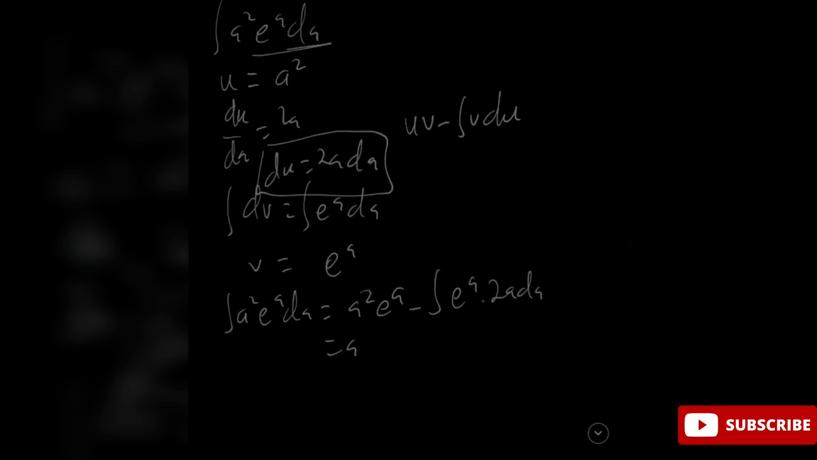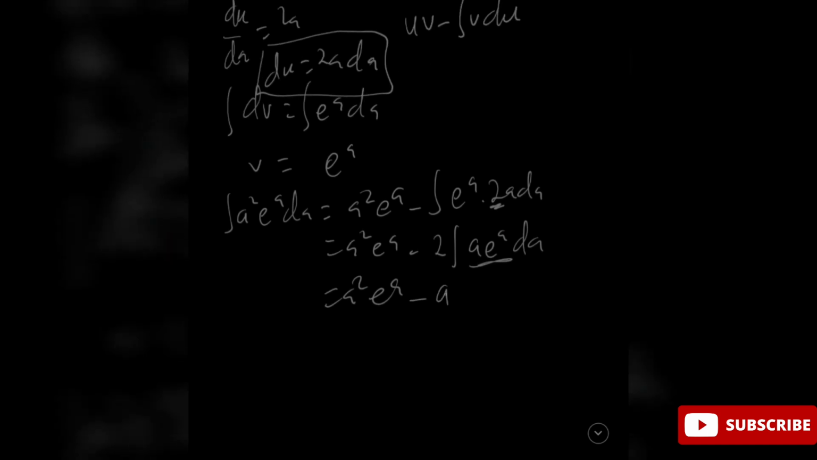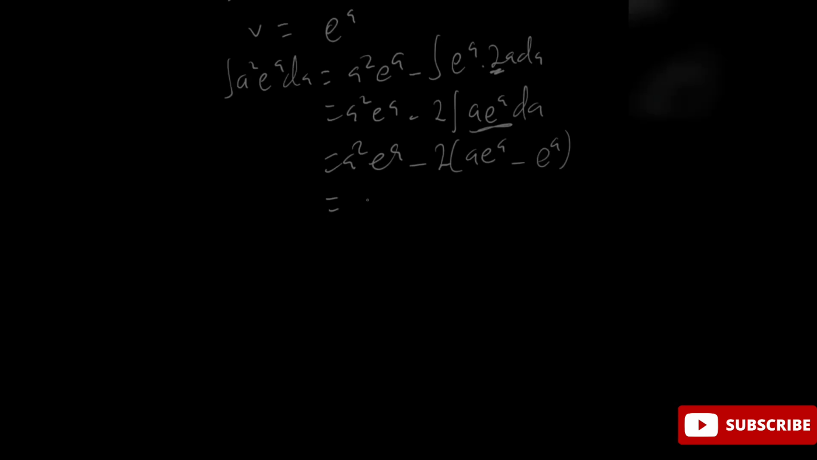Okay, so we get a squared e power a minus, we can bring this 2 to the other side of the integral sign, so we get a e power a dA. Okay, so we've already worked out the integral of this. So we get a squared e power a minus the integral of this was a, so we have these two here, multiplying a e power a minus e power a. Okay, so we get a squared e power a minus 2a e power a plus 2 e power a.